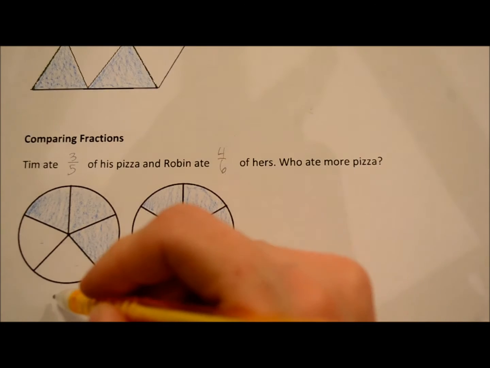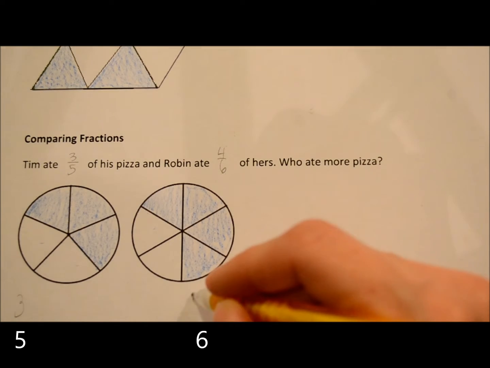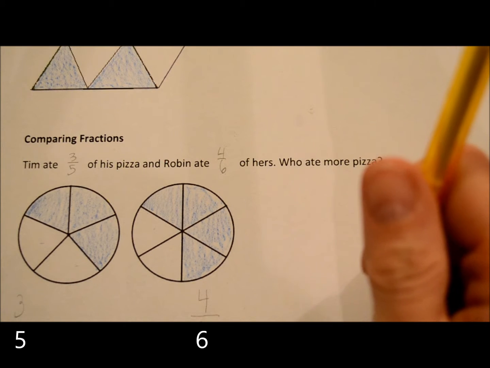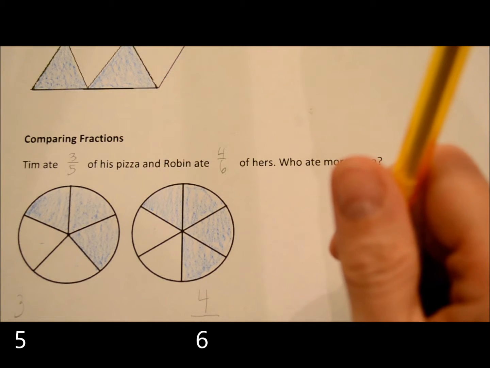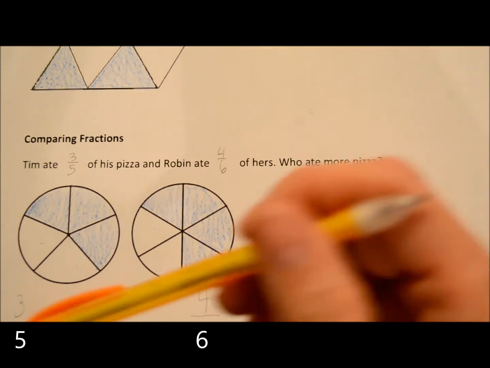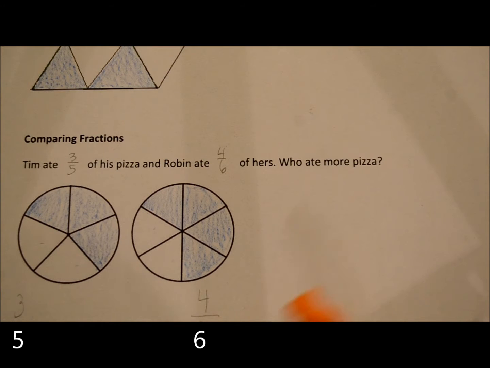All right, so this one is 3/5. This one is 4/6. I left a little room so that we can make these into equivalent fractions. So when we compare fractions, we want to get a denominator that is the same. Because right now we can't compare 5ths and 6ths. It's like comparing apples and oranges, except it's pizza this time. So we're going to make these into a common denominator, the same denominator.